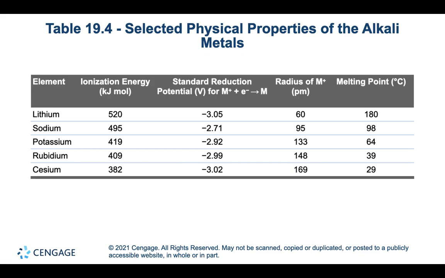Some physical properties. We find that lithium has the highest ionization energy and cesium the lowest. Lithium's a smaller atom, cesium's a bigger atom, so it's easier to take electrons away from cesium. Reduction potential has to do with its electrical properties, which we'll get back to when we talk about electrolysis and electrochemistry. The radius of the +1 ion, notice how small it is for lithium, which means Li+ can form very strong ionic bonds.